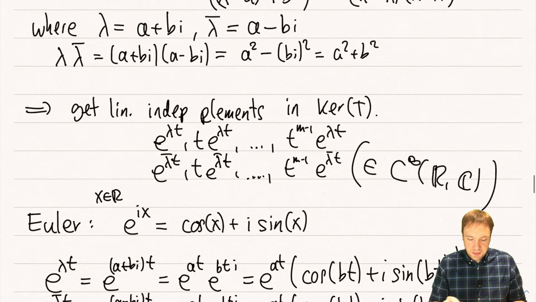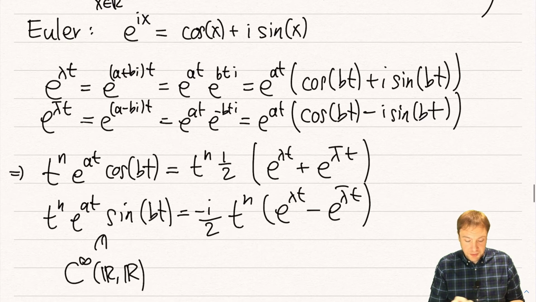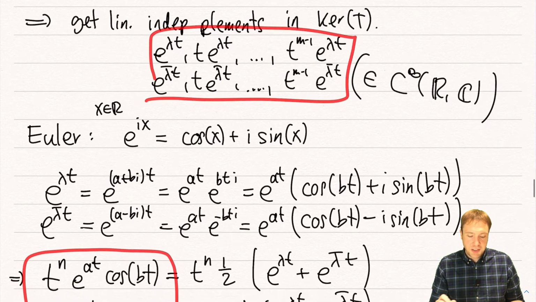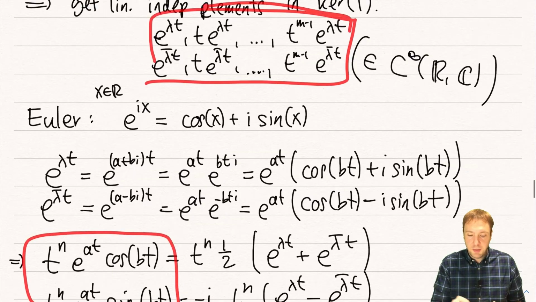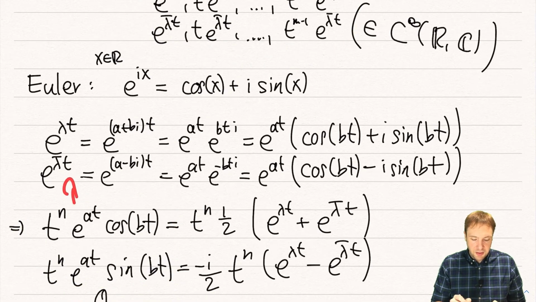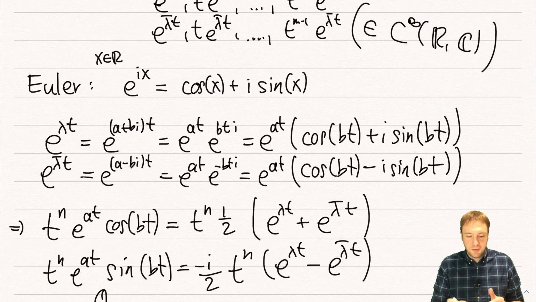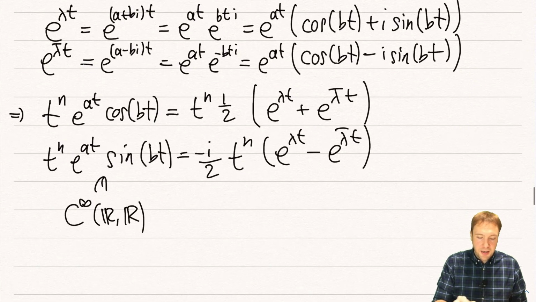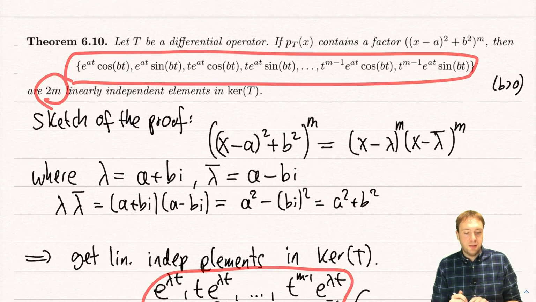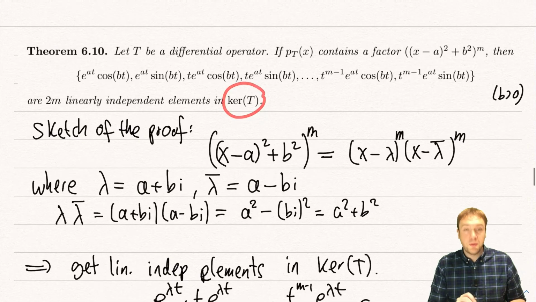And you can also check that if these are linearly independent, then also these functions here are linearly independent, because what we basically did is we just made a change of basis in this space spanned by these functions here, because you can see that if you want to go back, you could combine these again to get these functions. So this is just a change of basis in this space here, and this gives us a family of linearly independent functions, and in total we get exactly 2m linearly independent elements in the kernel of T. And yes, this is what the statement of this theorem is.